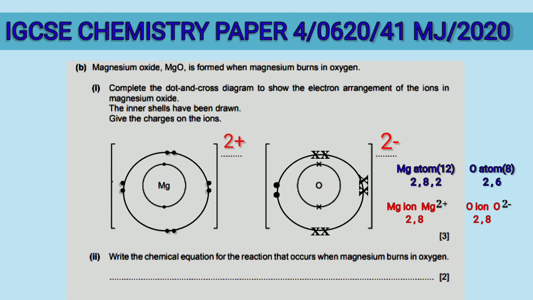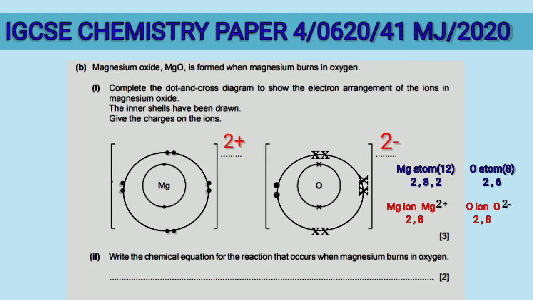In our diagram, dots represent electrons from magnesium and crosses represent electrons from oxygen. We can see the outer shell of oxygen ion has 6 crosses and 2 dots. 2 dots represent electrons from magnesium. We have completed the dot and cross diagram and we have also given charges on the ions. So let's move on to question B2.